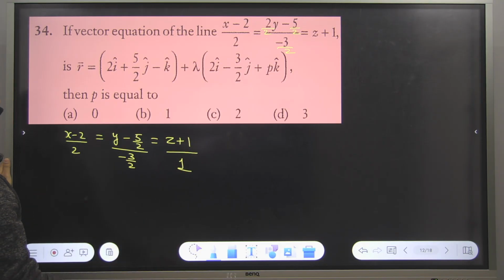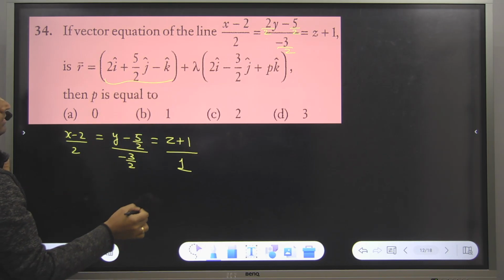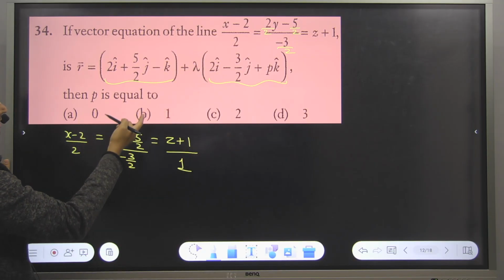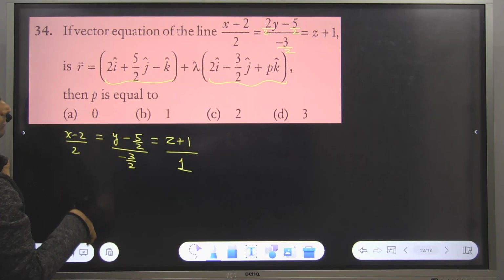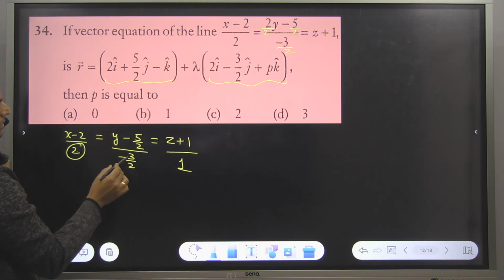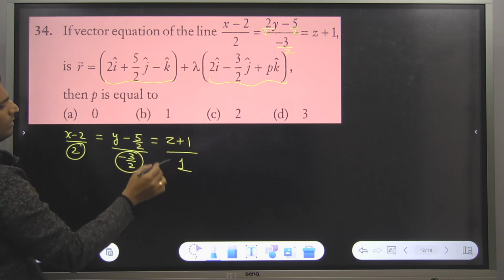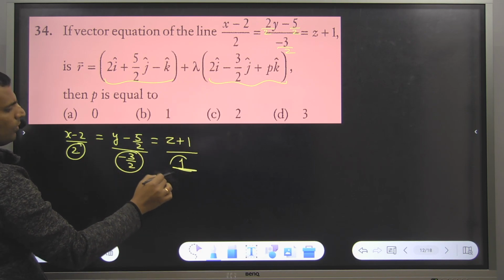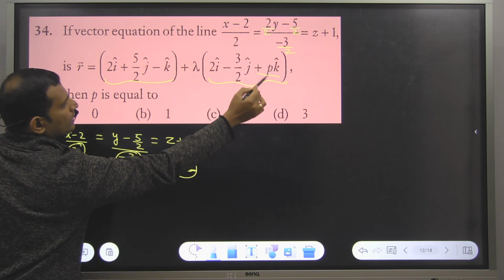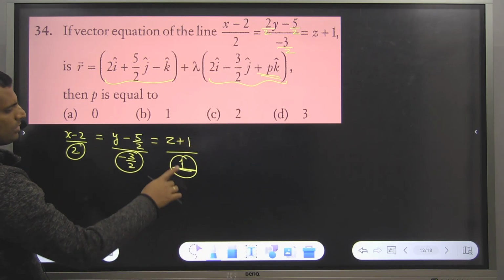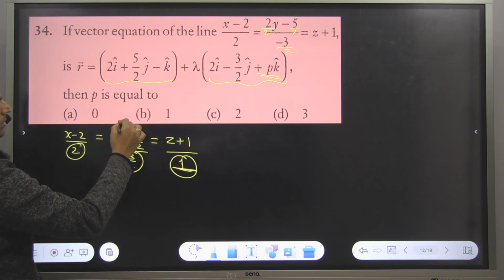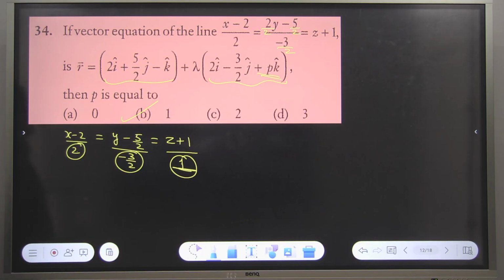Now this is vector A, this is vector B. Will vector B come above or below? Vector B will come where? Down, right? So 2, minus 3 by 2 and 1. So here there is 1, and what is there here? P. So how much should P be? Compare. P must be how much? 1.